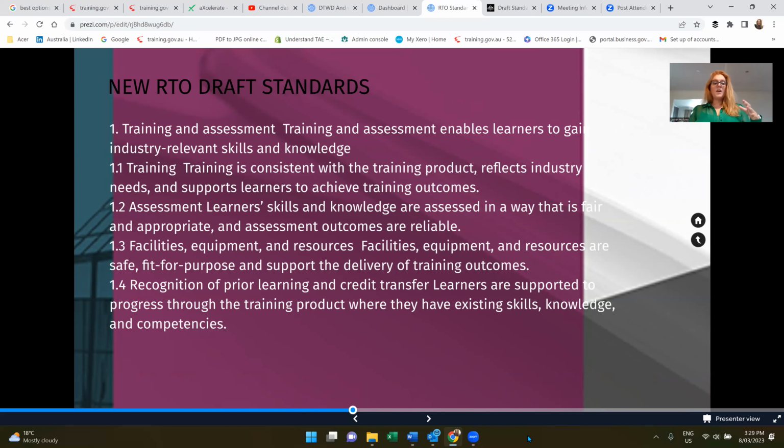So if you are planning on delivering a Cert 3 in commercial cookery and you don't have a kitchen, ASQA is going to ask you why that is. You need to have access to a commercial kitchen if you're going to be delivering that. If you're delivering first aid, you need to have access to the first aid equipment. You need to have first aid dummies. If you are delivering individual support, you need to have a facility that is fit for purpose to deliver individual support. So you need to have the facilities, the equipment, and the resources.